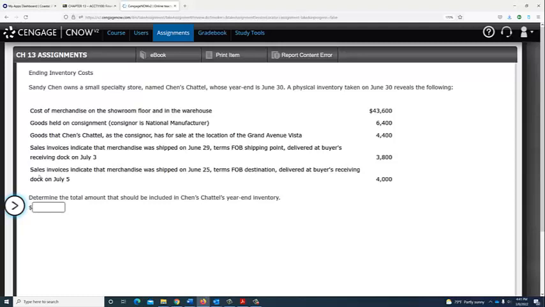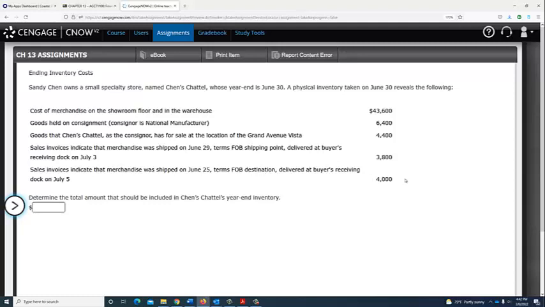In the next sales invoice, merchandise was shipped on the 25th. It arrived at the buyer's dock on July 5th. These are also in transit, but they were sent FOB destination. That means that we paid for the shipping until it arrived at the destination. So since we're paying for the shipping, these were our goods, so we will add those in.